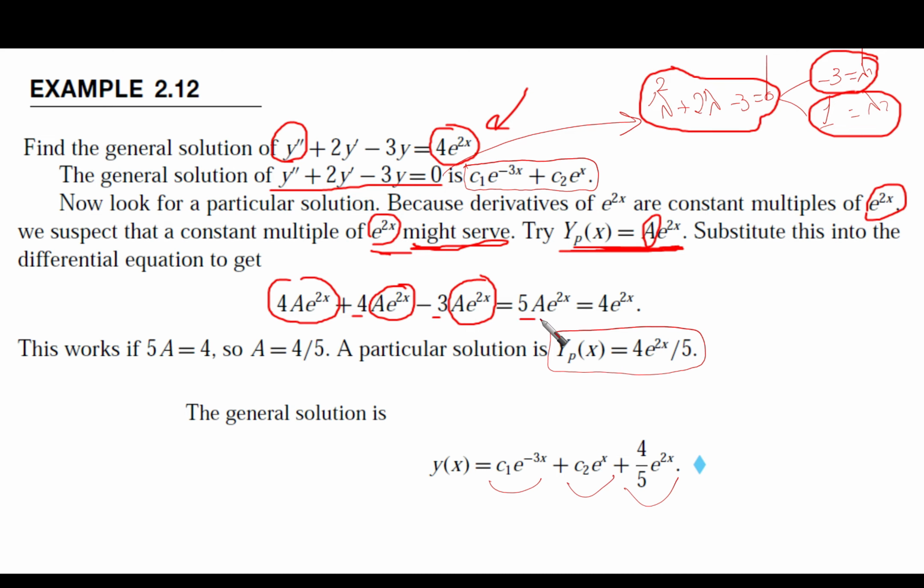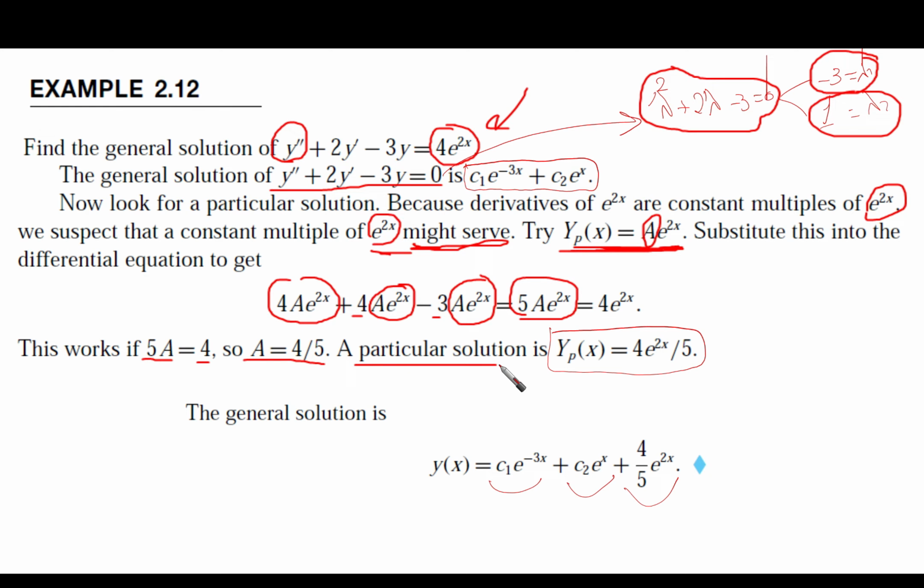Rearrange them. We found that the left-hand side, all of them are e to 2x, and there are some coefficients here. So algebraic calculation of this gives us 5a e to 2x, and this equals 4 e to 2x, which is the right-hand side. So the left-hand side 5a e to 2x equals the right-hand side 4e to 2x. This means that exactly 5a equals 4, so a equals 4 over 5.